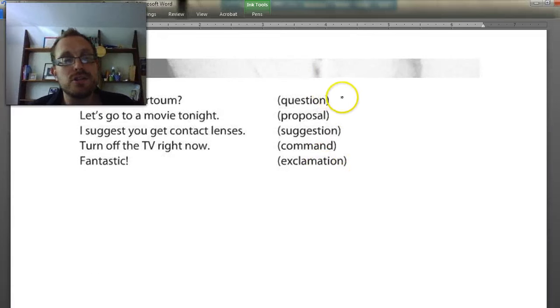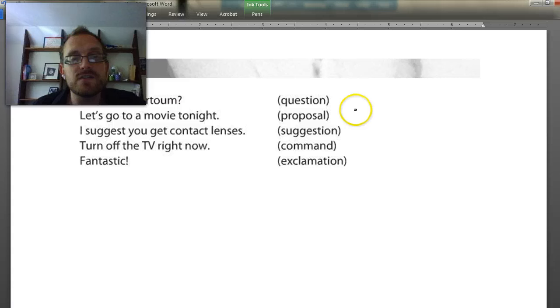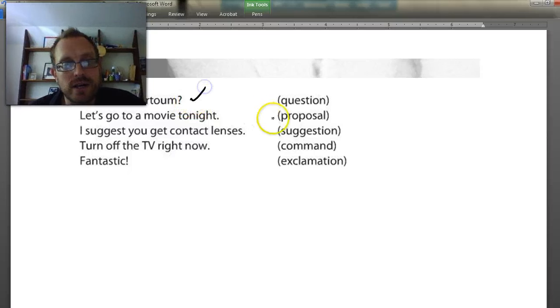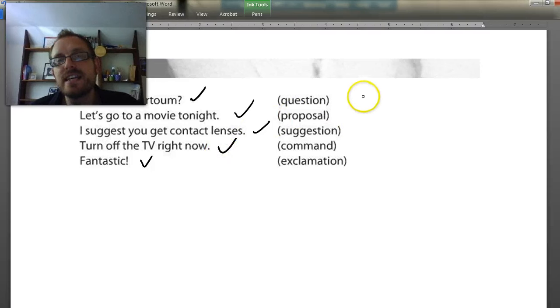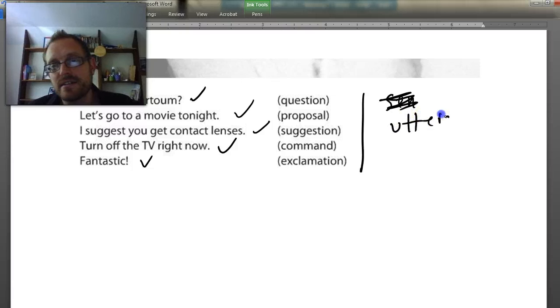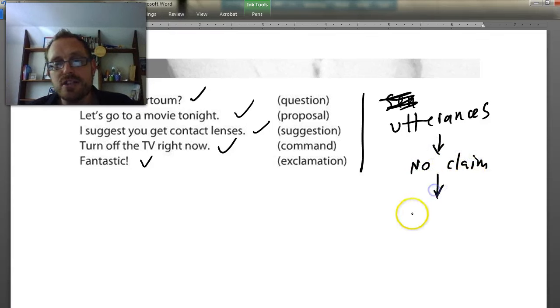By contrast, I want you to notice that there are lots of different things that people can say that don't count as statements, right? Because they don't actually claim anything. For instance, if you ask a question, if you propose something, if you suggest, if you tell someone to do something, if you yell out, fantastic. These are sentences. Well, they're not even sentences. Let's say they're utterances. But there's no claim, right? So they don't count, right?